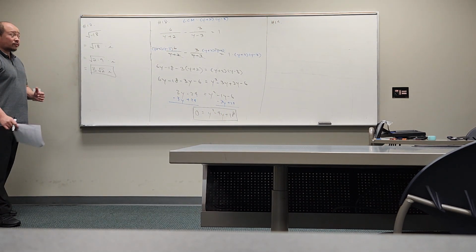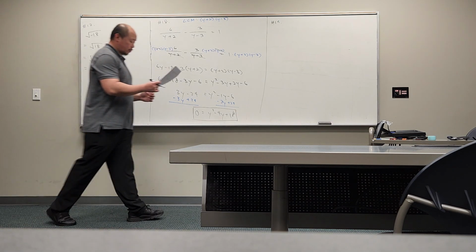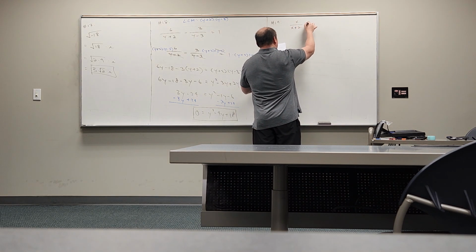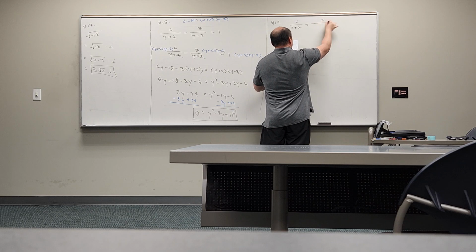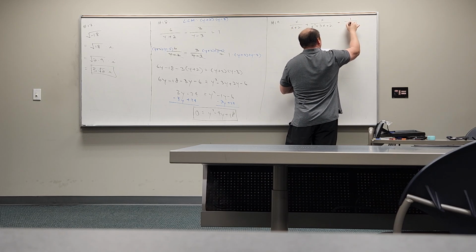Number 19 is very similar, but for number 19, they want the answer. So, x over x plus 2 plus x over x squared plus 3x plus 2 equals 1 over x plus 1.